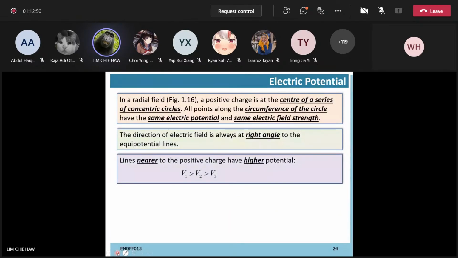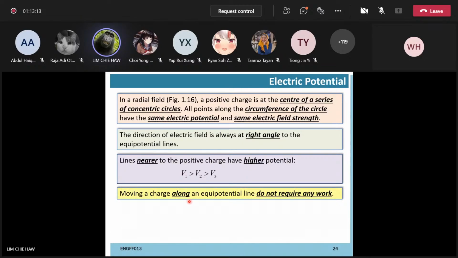Lines nearer to the charge will have the higher potential. This is because of the formula, isn't it? V is inversely proportional to the distance. So closer to the charge, you have higher potential. Further from the charge, you have lower potential.